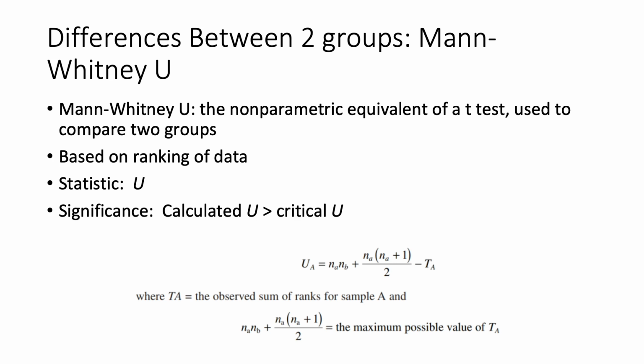The scores are ranked across the entire sample. The statistical symbol for the Mann-Whitney U test is the letter U, and for it to be significant, the calculated U has to be greater than the critical U value. And you can see below is the formula for calculating the Mann-Whitney U.